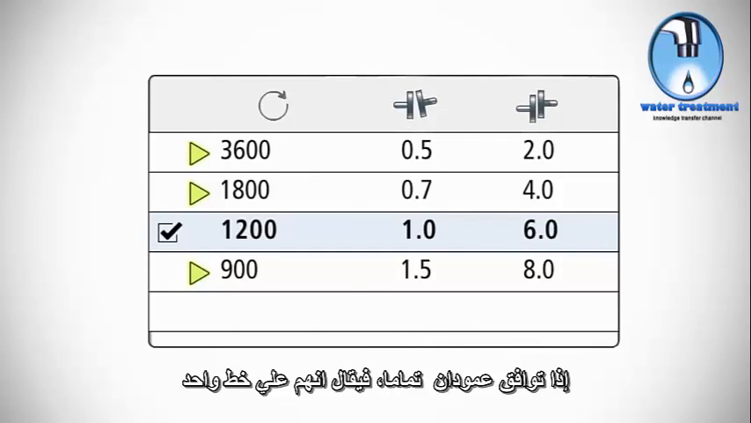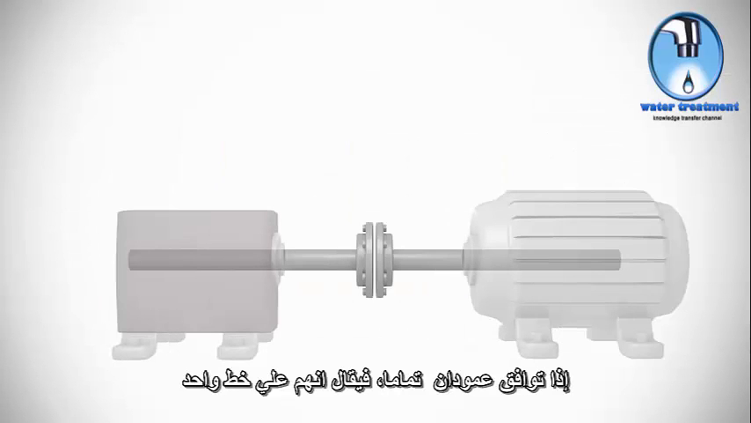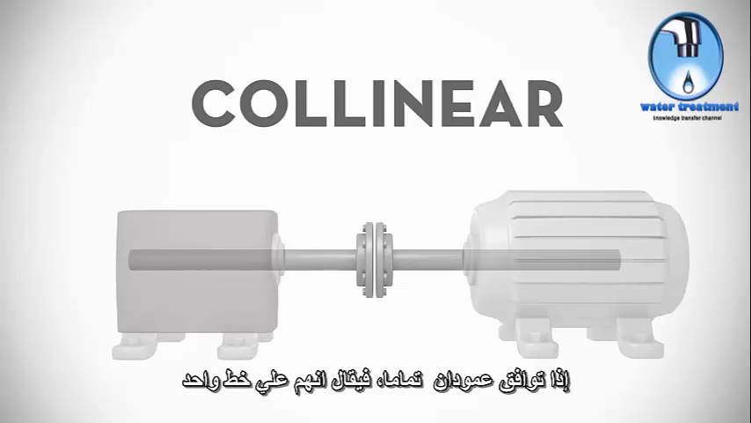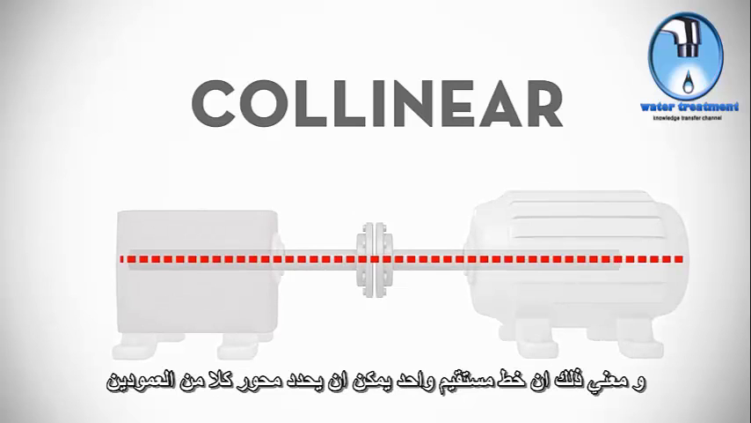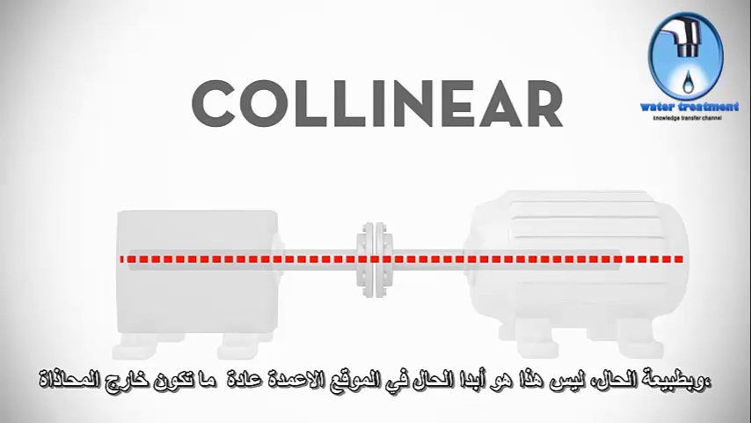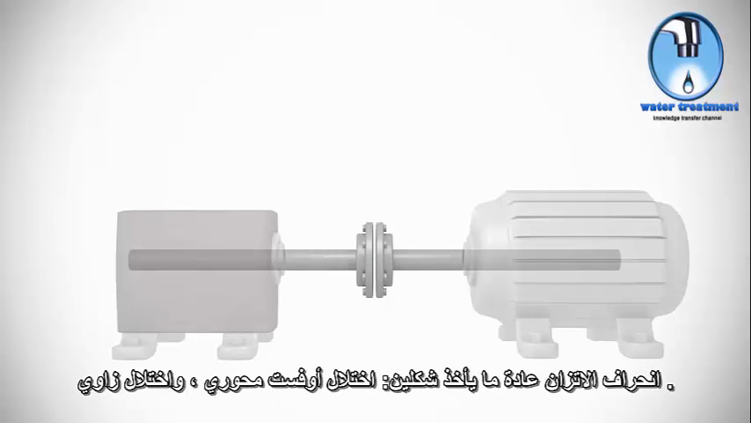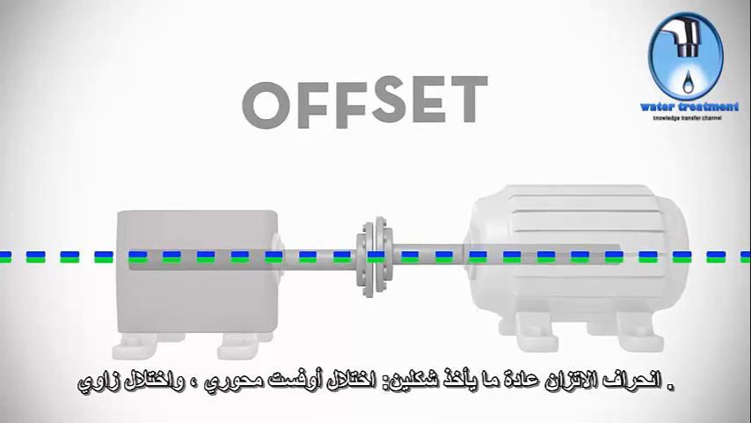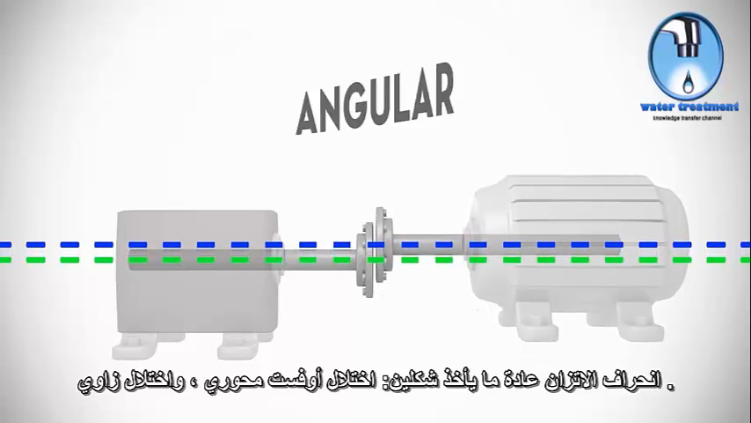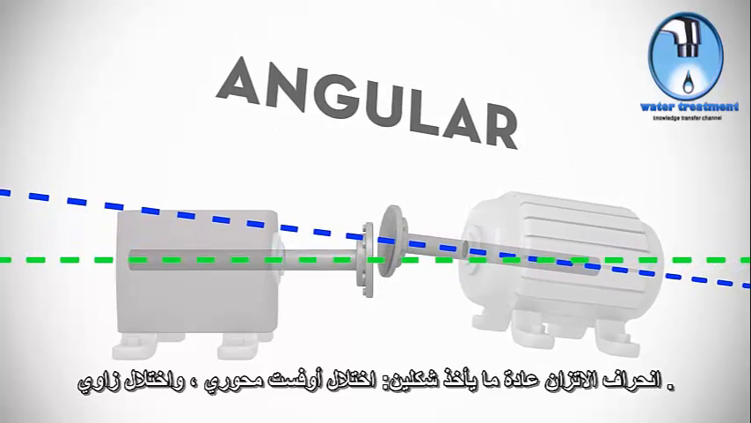for their machines. If two shafts are perfectly aligned, they are said to be collinear. Collinear means that a single straight line will define the center of both shafts. Of course, this is almost never the case in the field. Shafts are usually out of alignment, with the misalignment taking two forms: offset misalignment and angular misalignment.